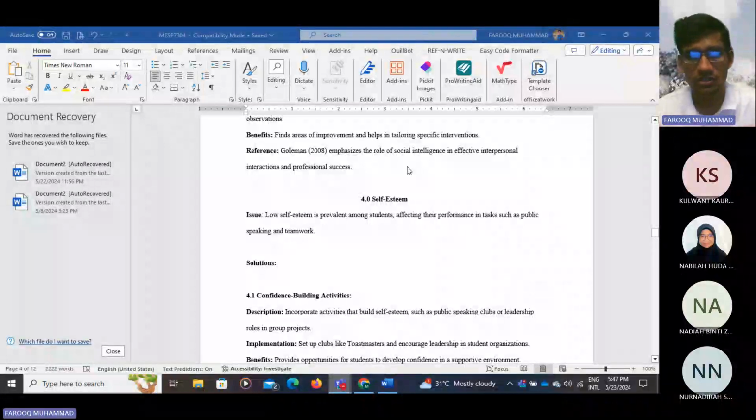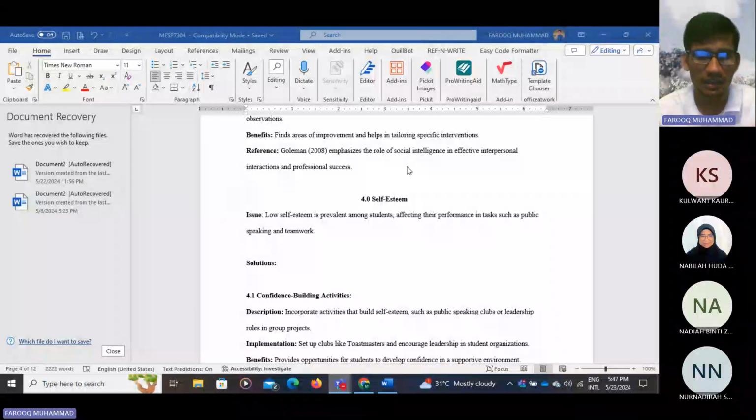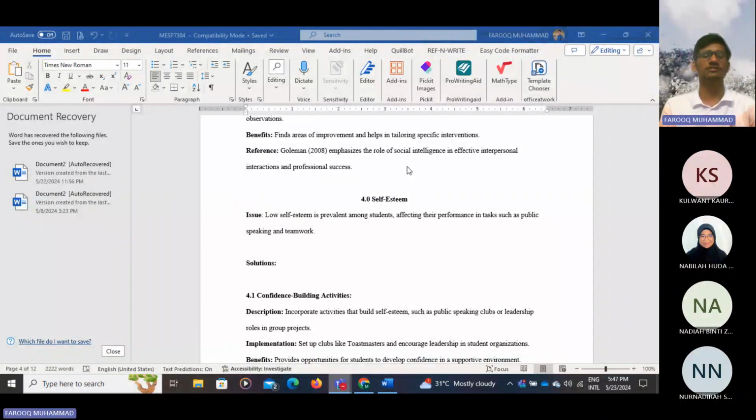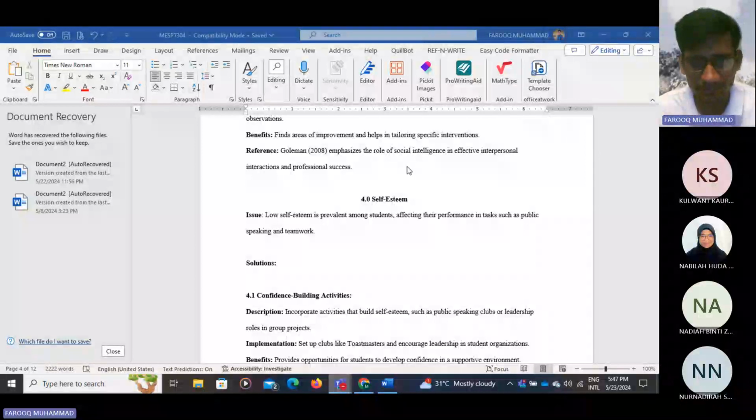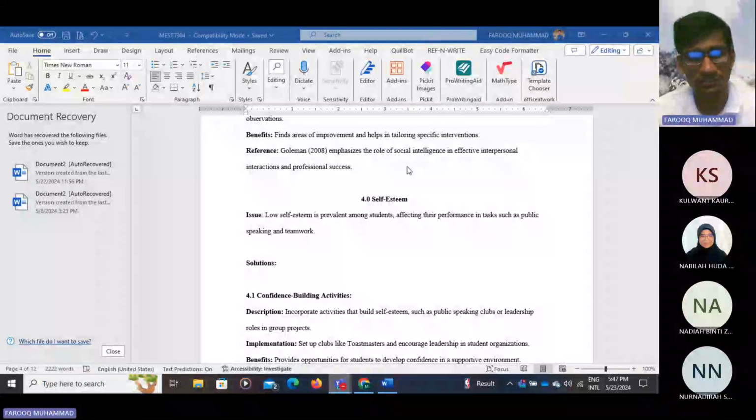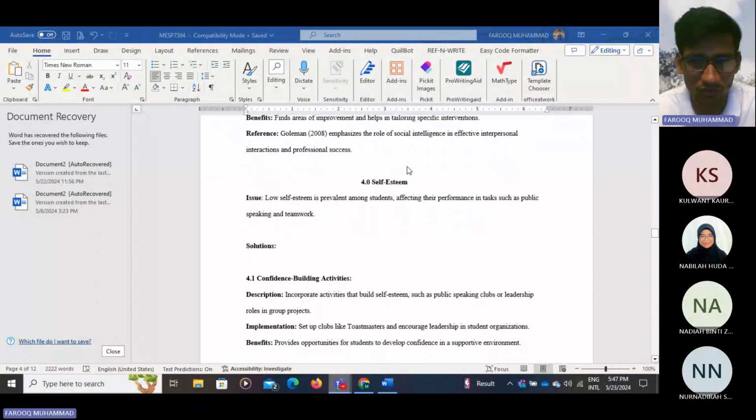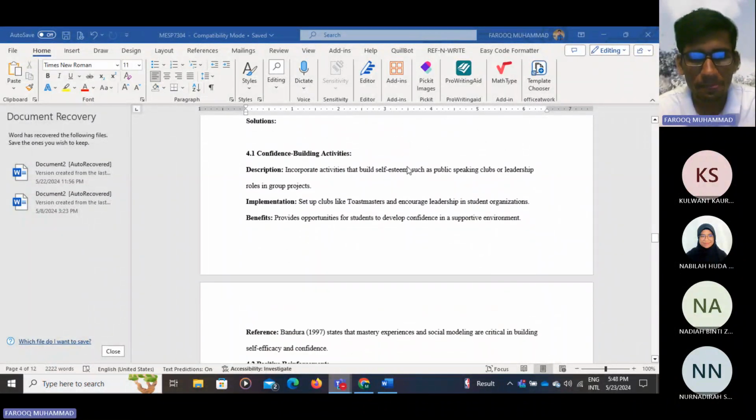So our fourth employability skill will be self-esteem. What kind of issues can we have in self-esteem? Low self-esteem is prevalent among students, affecting their performance in tasks such as public speaking and teamwork, as we are having social anxiety or other factors as we described in the previous social ability. So low self-esteem is a very crucial issue for business English students. Now we will look for solutions.